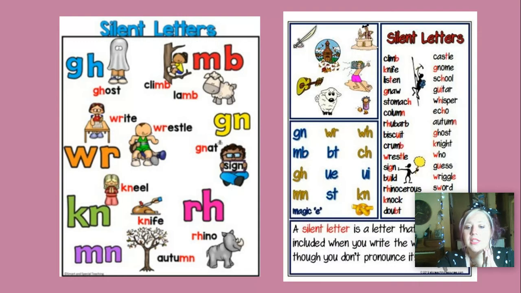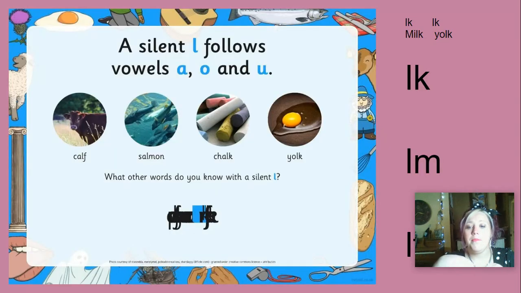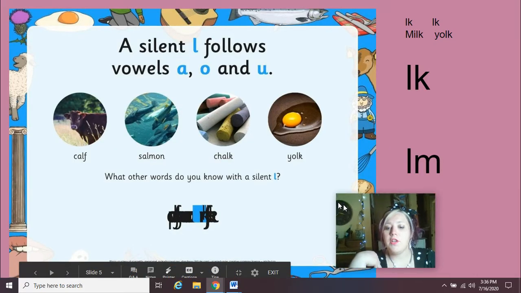Okay. So let's take a look at some of them. We have a lot of different silent letters. Remember, we're just looking at ending ones today, but some of our silent letters are MB, GN, and MN. We're not looking at RH, which is like rhino, or GH, ghost. Previously, we did talk about WR and KN. But just remember, the silent letter is included when you are writing it. We just don't say it.